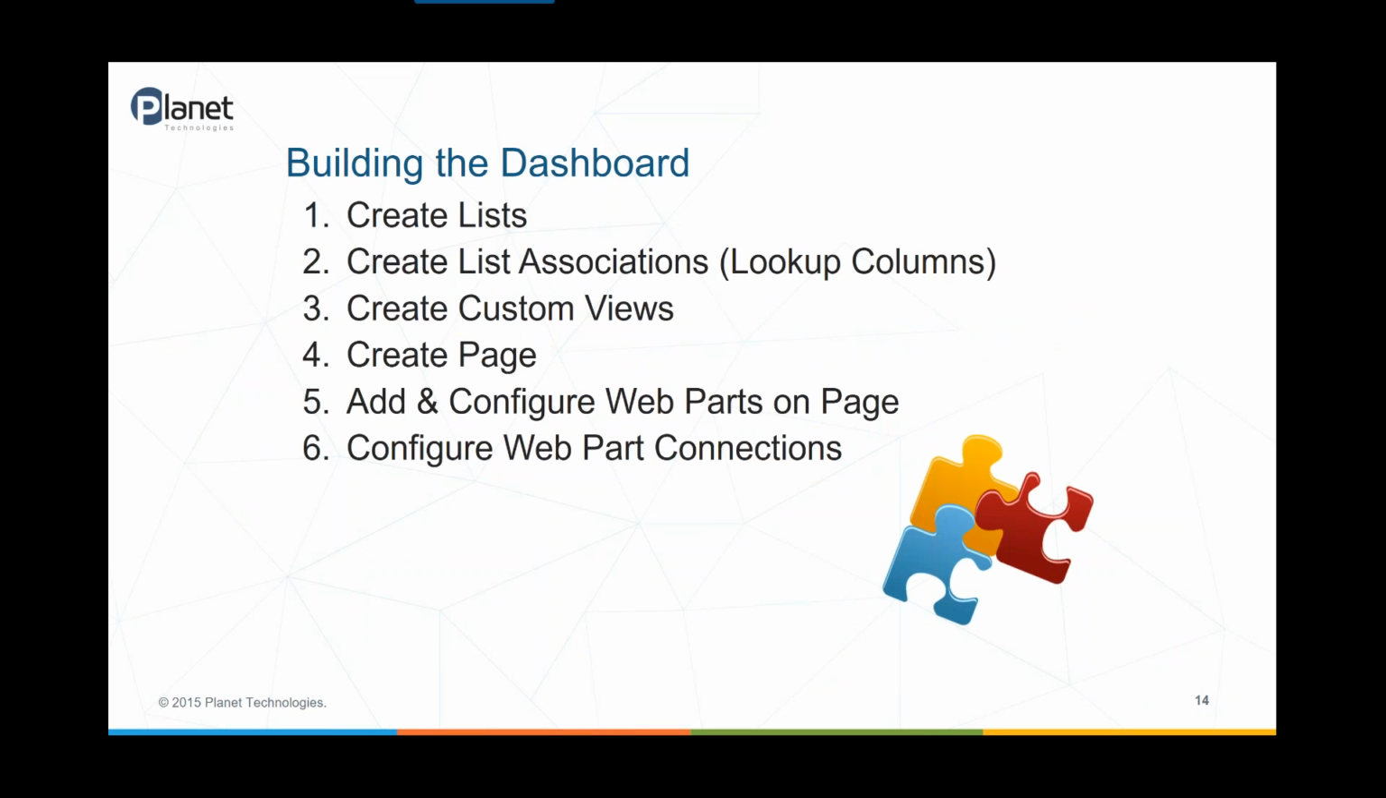So we're going to have our list. We're going to create list associations and lookup columns if we have different lists that need to go together. When we get into the project dashboard example, we have a need for our content to be referencing different lists. We have a list of projects, a list of tasks, and a list of documents. If we need them to reference each other, we'll use a lookup column. We're going to create custom views, we're going to create a page, and then we're going to put the web parts on the page.